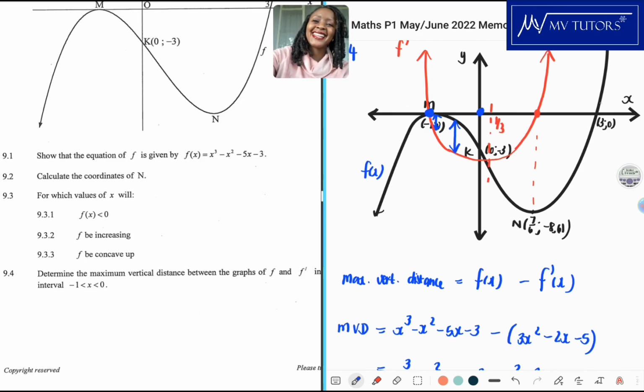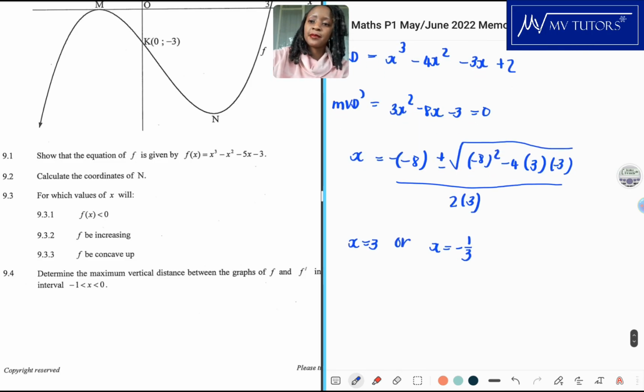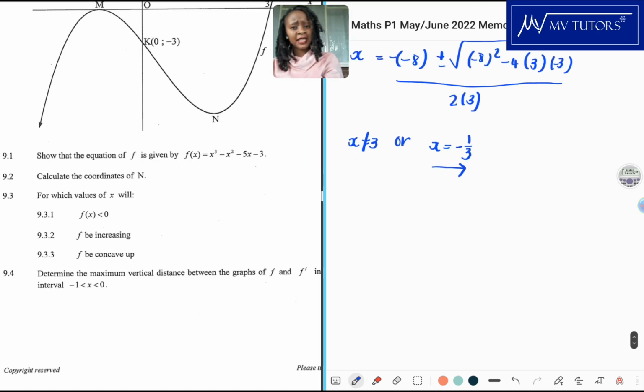At that point in time, that's not what we're looking at. We're looking at the range from negative 1 to 0. So we're going to go with negative a third. We're not going to look at this; this is what we're going for. After getting this x value, we are substituting it in our MVD equation.